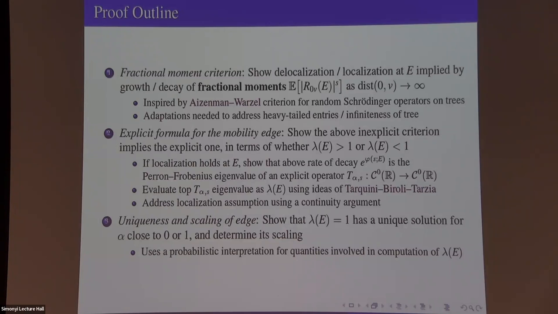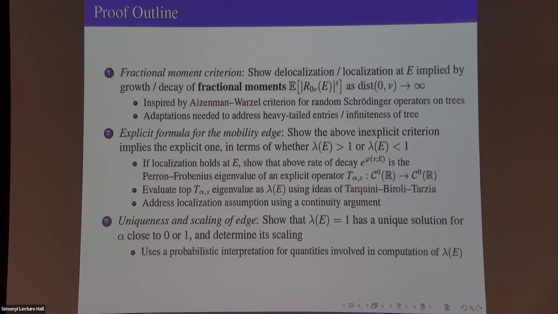Okay, step two. So far this is fairly explicit. I've told you, okay, if I get some handle on the off-diagonal resolvent entries, if I know whether they're growing or shrinking, I can tell you whether or not I'm localized or delocalized. But I need to do something in terms of my original lambda, right? I need to get something more explicit. So step two is to show that the above inexplicit criterion implies the explicit one, in terms of whether lambda is bigger or less than one.